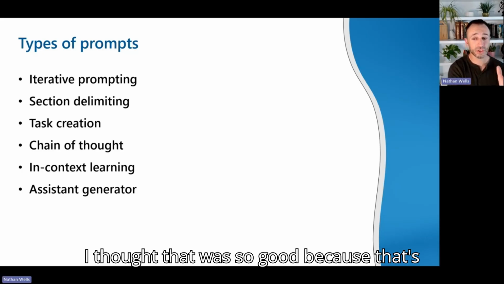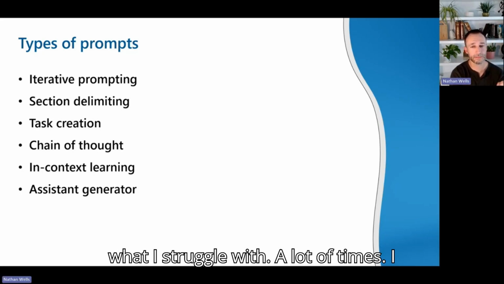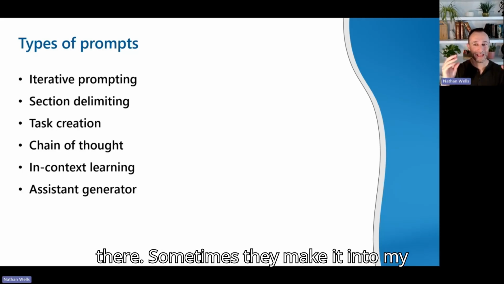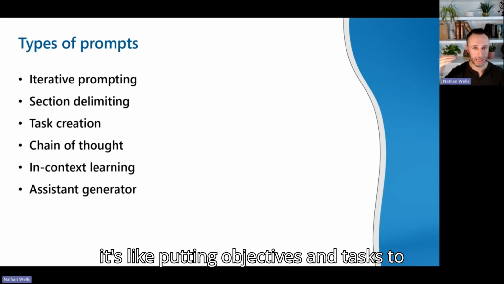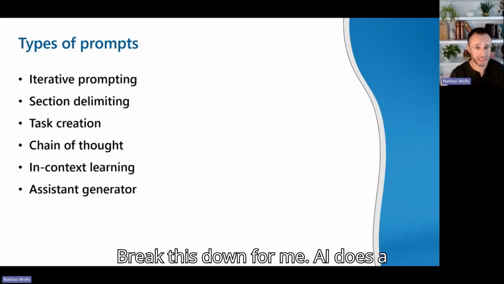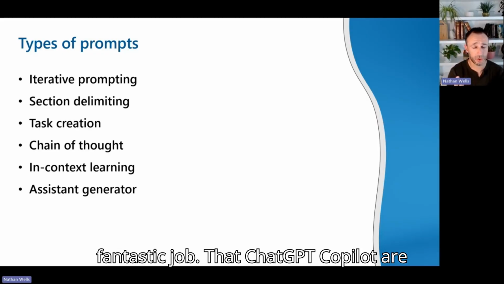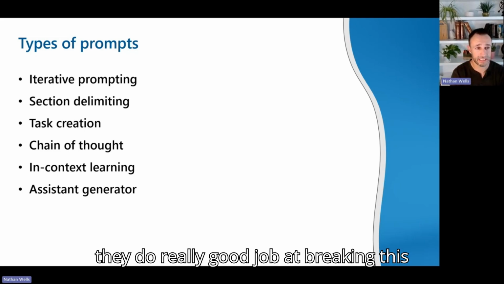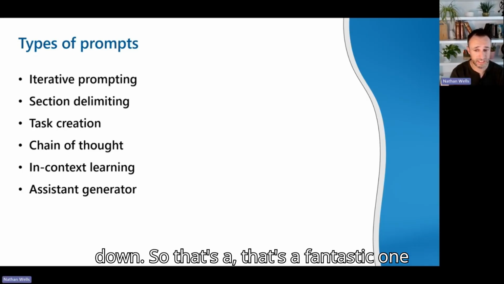I loved it. I thought that was so good because that's what I struggle with a lot of times. I have these ideas that are sitting out there. Sometimes I make it into my notes, sometimes they don't. And then it's like putting objectives and tasks to those. How am I going to accomplish this? Break this down for me. AI does a fantastic job with that. ChatGPT, Copilot are very similar with this one. I feel like they do a really good job at breaking this down. So that's a fantastic one.